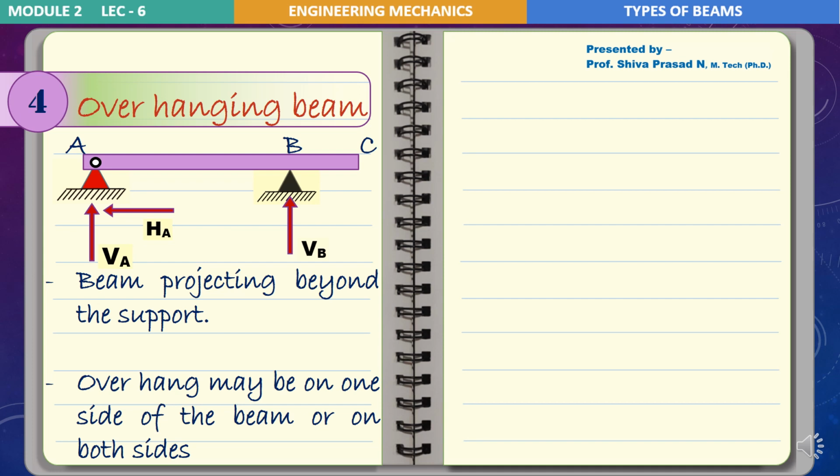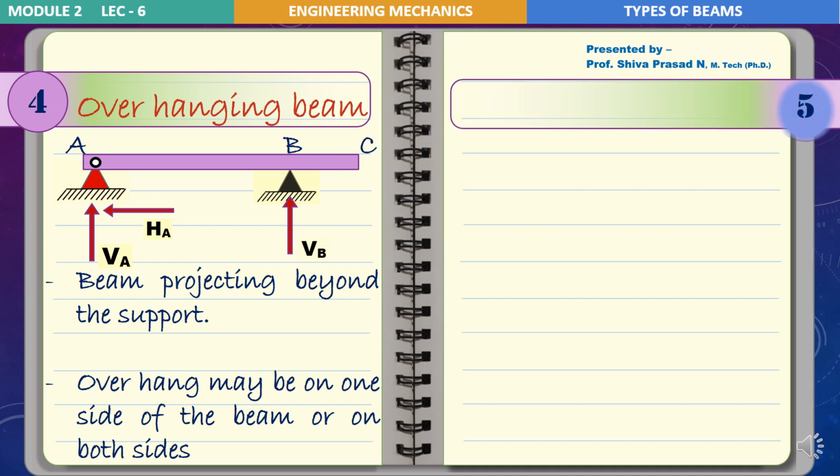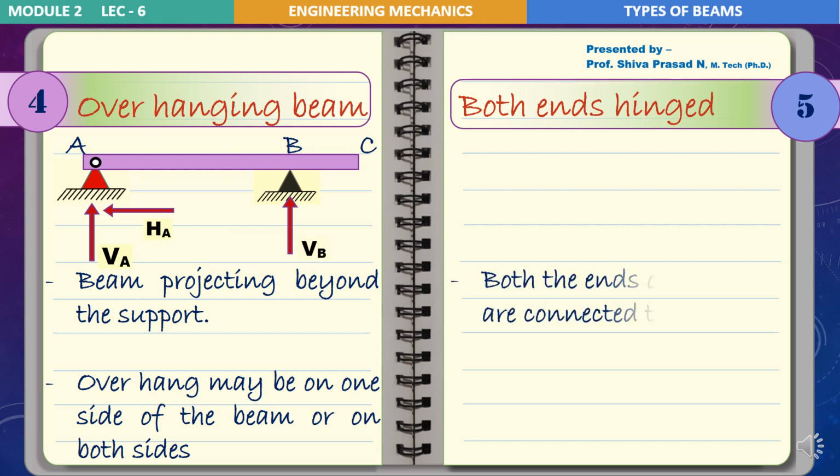Moving on to the fifth type of beam, that is both ends hinged. As the type name itself suggests, both the ends of the beam are connected to hinges, that is hinged supports. So let's draw the sketch for this.